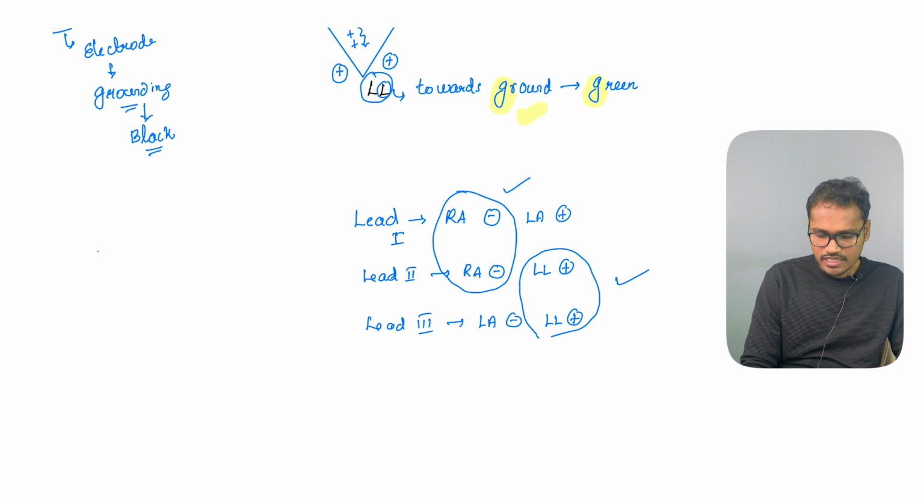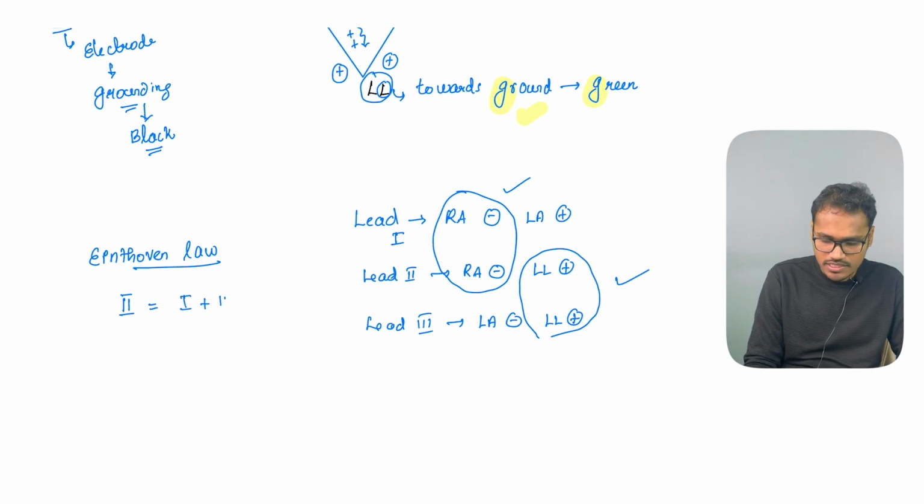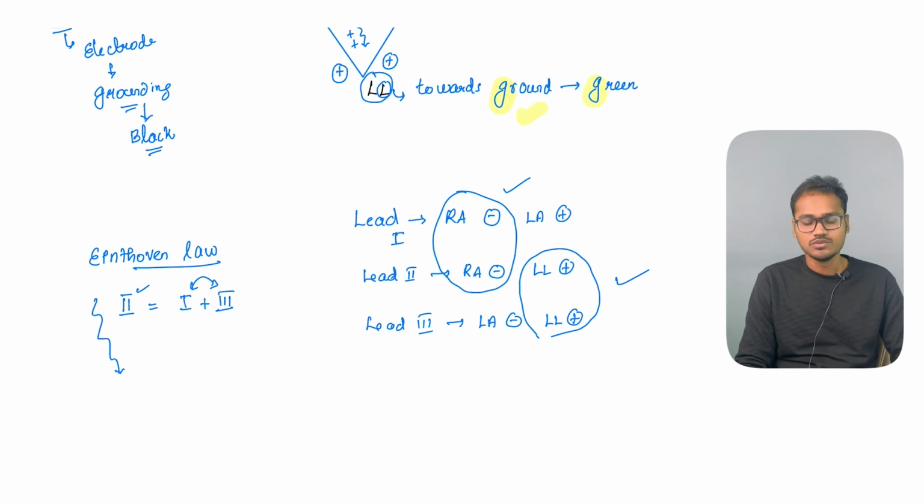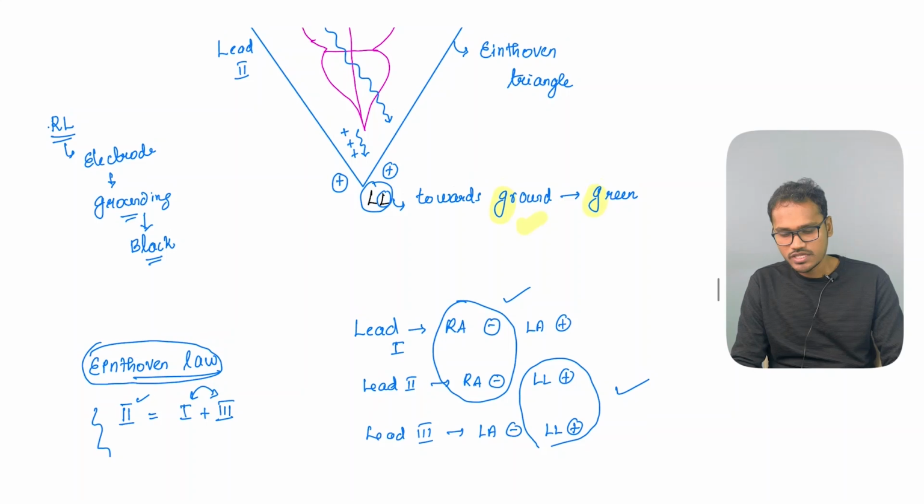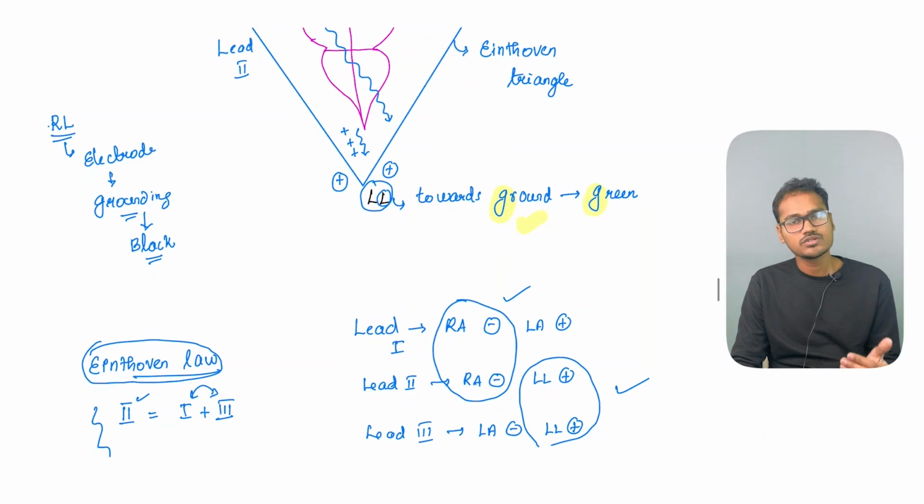Next thing is, there is something called Einthoven's law. What is this Einthoven's law? Since it is an equilateral triangle, according to this triangle, lead 2, which is in the direction of the heart, is equal to lead 1 plus lead 3. Because lead 2 is in the direction of the heart, the summation of the other two leads will give lead 2. So this law was also identified by Einthoven and it is called Einthoven's law. So the triangle is Einthoven's triangle and the law is Einthoven's law. That's why Einthoven worked a lot on the limb leads and made all these observations.